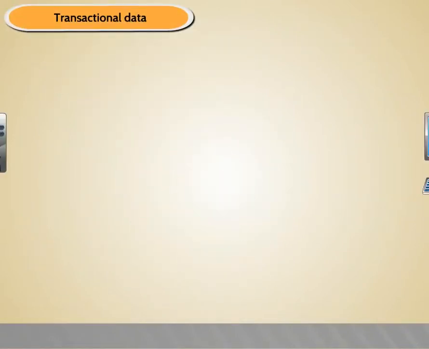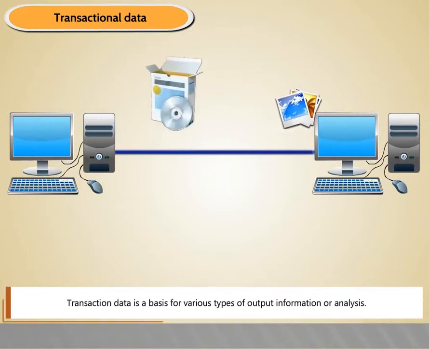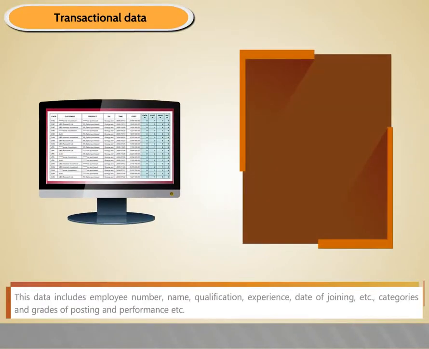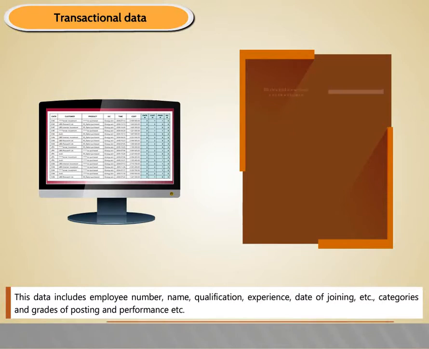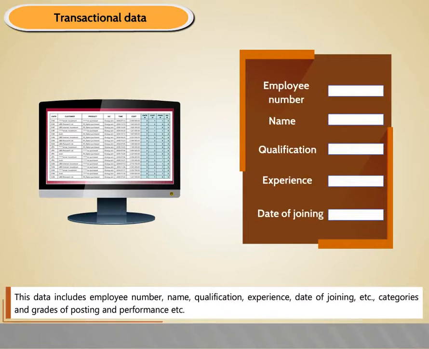Transactional data. Transaction data is a basis for various types of output information or analysis. This data includes employee number, name, qualification, experience, date of joining, etc., categories and grades of posting and performance, etc.